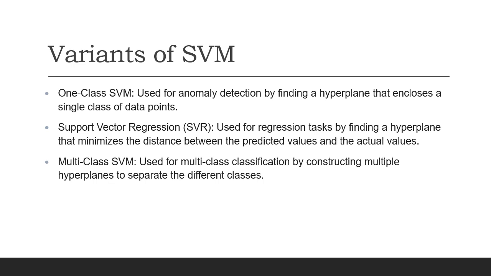Then support vector regression. It is used for regression tasks by finding a hyperplane that minimizes the distance between the predicted values and the actual values. Then the final one is multi-class SVM. It is used for multi-class classification by constructing multiple hyperplanes to separate the different classes.